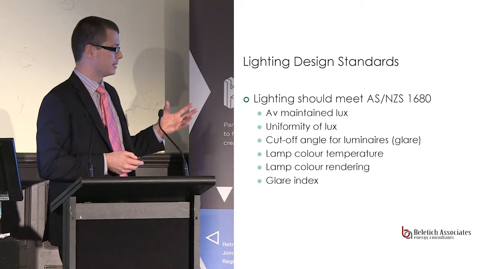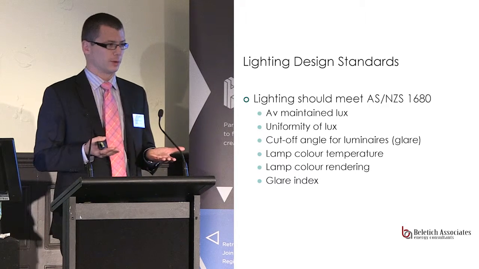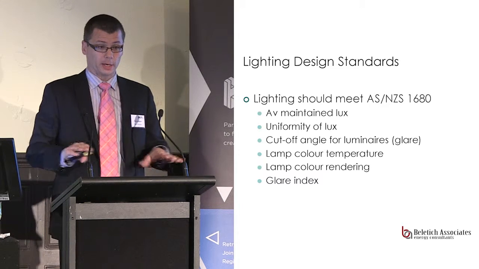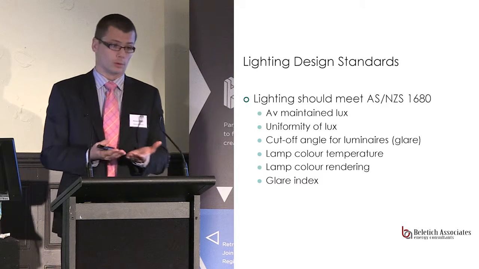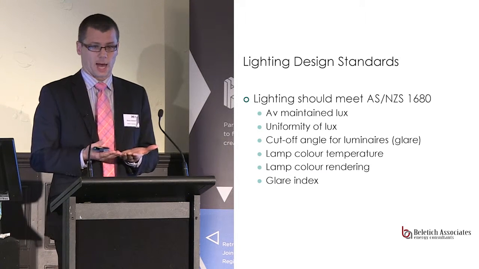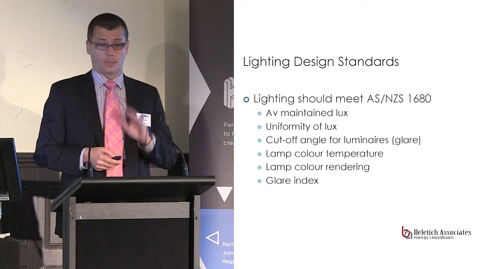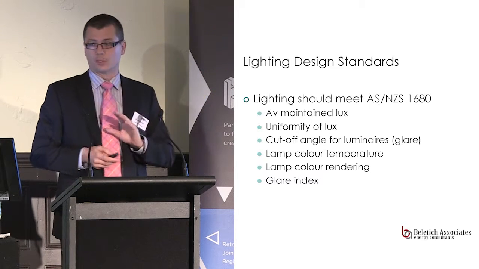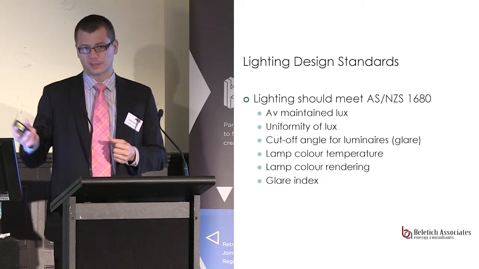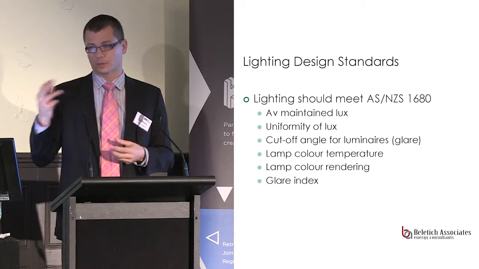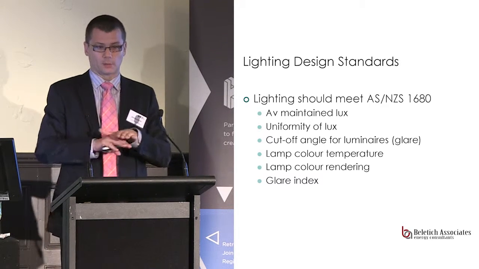The first one is the average maintained lux. Now, lux is the light falling on a surface. So when you're working at your desk, you want a certain amount of light falling on that surface so you can read or do whatever it is you're doing. That's lux. And we want the average lux in the space, and maintained lux I'll talk about in a moment, to be of a certain level. And the standard spells out, for these different kinds of applications, for offices, for screen-based tasks, for schools and hospitals and factories, the recommended minimum lux levels, light levels on the work surface.